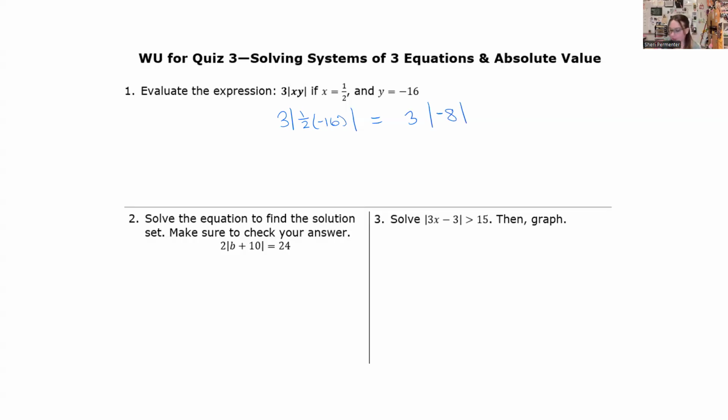This is the part that on your practice worksheet, a lot of you didn't show me these steps on questions 1 through 4, and you lost points. I want to see that you actually wrote this part. And then what is the absolute value of negative 8? 8. So you get 3 times 8. And what is 3 times 8? 24. Show me all the steps if you want partial credit.